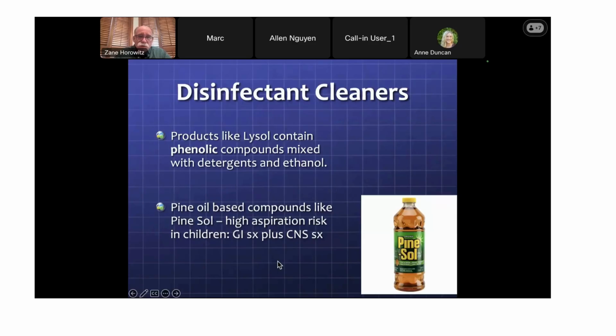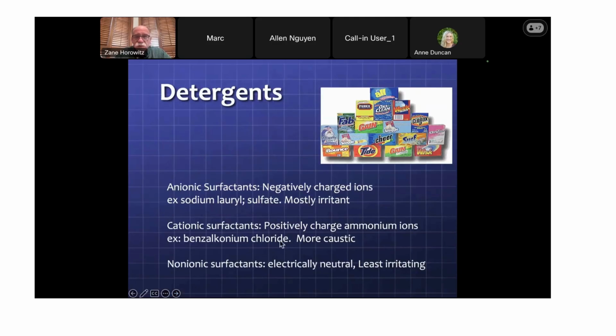Disinfectants, most of these are of lower toxicity. There's a couple of notorious ones that are oil-based and have a higher risk of aspiration. So all the original formulations of pine oil or Pine-Sol, I don't think they're going to give you an actual brand name, but they may say pine oil-based cleaning compound, are very high aspiration risk, especially in children, for both GI symptoms, and then once they aspirate, they may have CNS symptoms as well. Again, treatment is supportive.